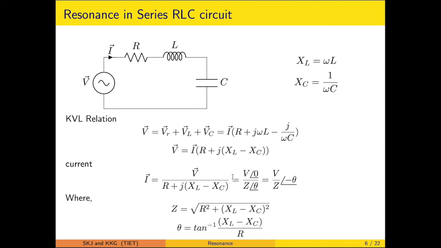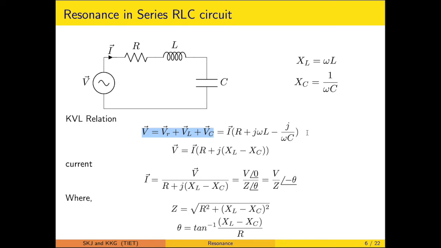In the case of the series RLC circuit, there is a source of fixed magnitude V, but the frequency is varying, and R, L and C are connected in series. The KVL suggests the supply voltage has to be equal to VR plus VL plus VC.